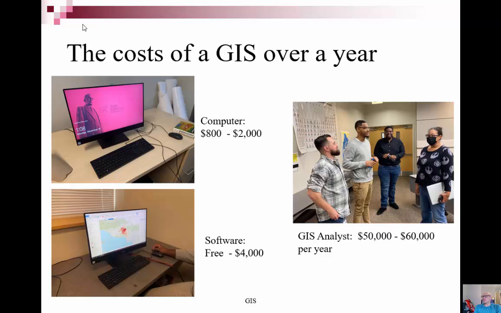Our typical desktop computer, which can run our software, anywhere from $800 to $2,000. Our actual software can be free, up to a few $1,000s. And then we have analysts. You can see some analysts over here on the right. These are former NCCU students who now work out in the field. They probably start $50,000 to $60,000 a year and work their way up from there.